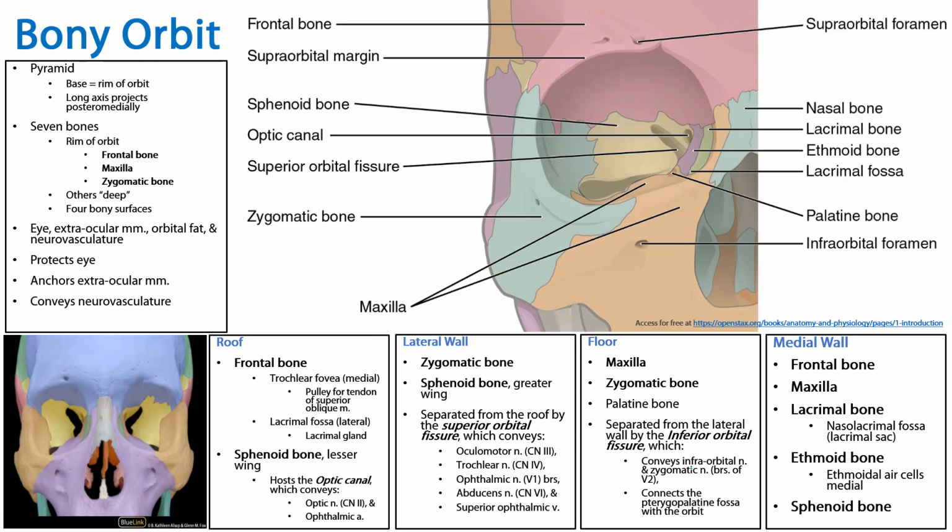So we've discussed the orbit and its various bony surfaces, the roof, the floor, and the lateral and medial walls. This is your summary slide.